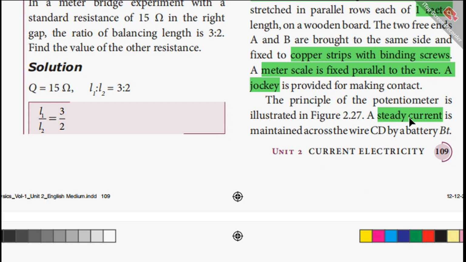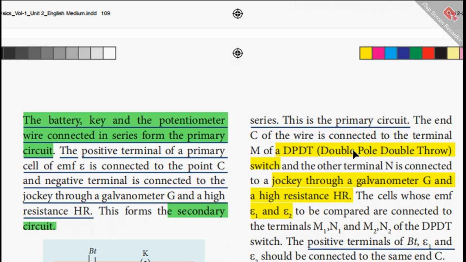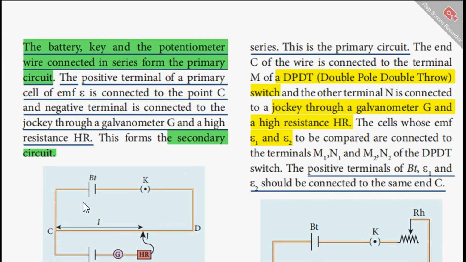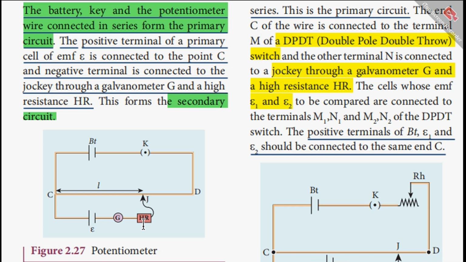The principle of the potentiometer is illustrated in figure 2.27. A steady current is maintained across the wire CD by a battery BT. Battery, key and the potentiometer wire connected in series form the primary circuit. The positive terminal of a primary cell of EMF E is connected to the point C, and the negative terminal is connected to the jockey through a galvanometer G and a high resistance HR. This forms the secondary circuit.